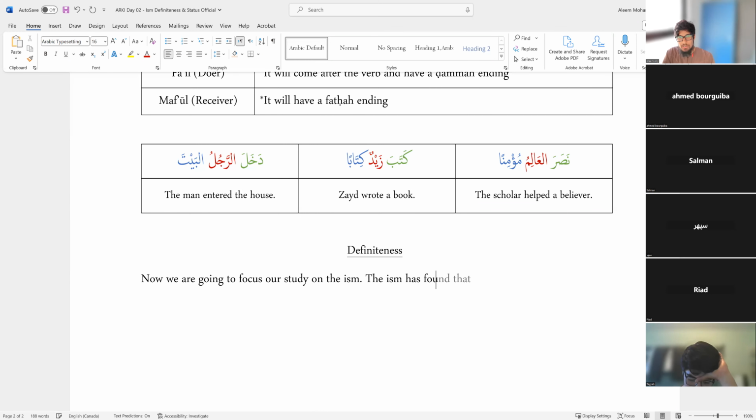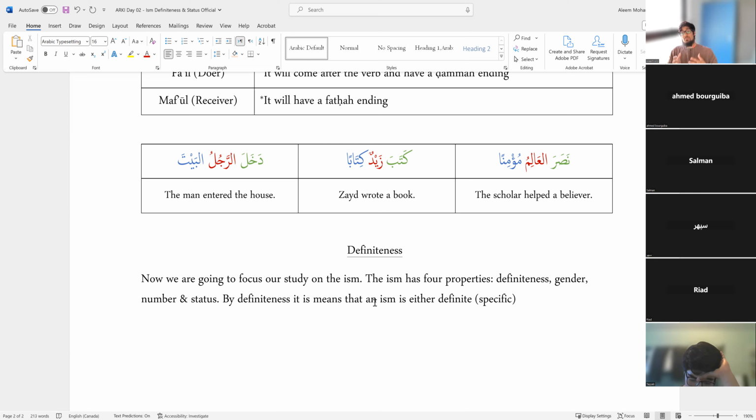The ism has four properties, right? The first and foremost that we're covering today is definiteness, but it also has gender, it also has number, as well as status, right? By definiteness, it is meant that an ism. Oh, yeah, so to confirm, someone's asking, what exactly is an ism again? So an ism is a supernoun, meaning that it's anything that's not a harf or a fi'l, right? Just clarifying there.